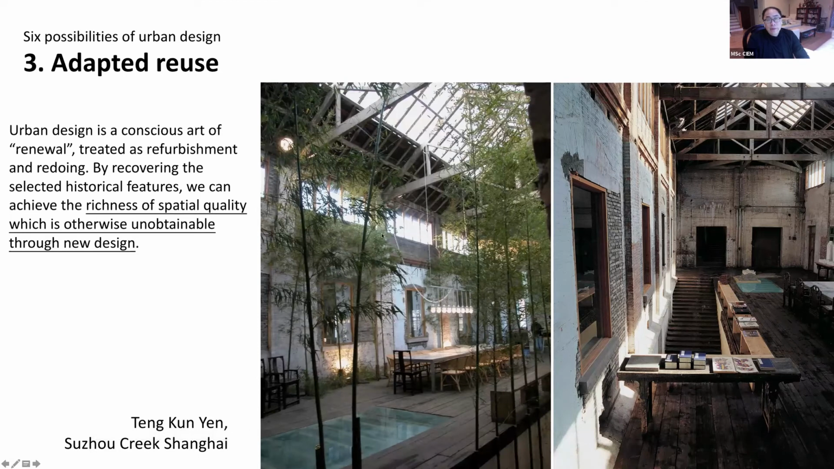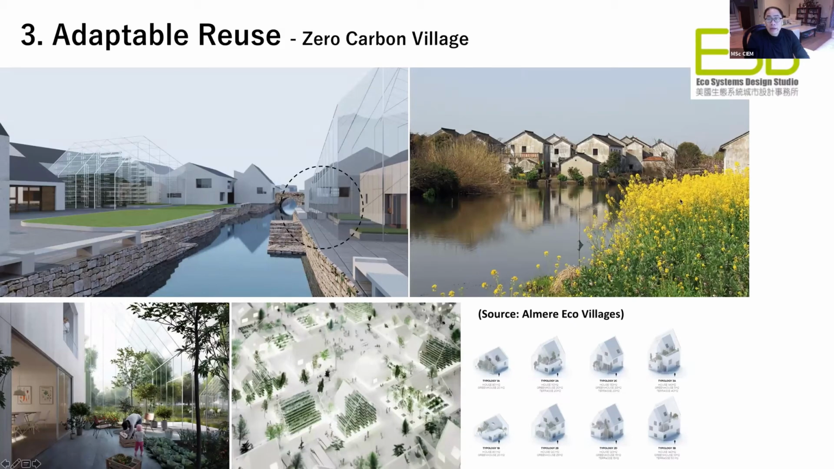And for adaptive reuse, a project I'm doing right now is to redesign a village by renovating village houses to become greenhouses, for instance. Those greenhouses could produce energy, food, and water, and become an eco-carbon village. And that is an example that I learned from a case study in Almere, near Amsterdam. There's an eco-village project where they developed different prototypes of renovation for village buildings.